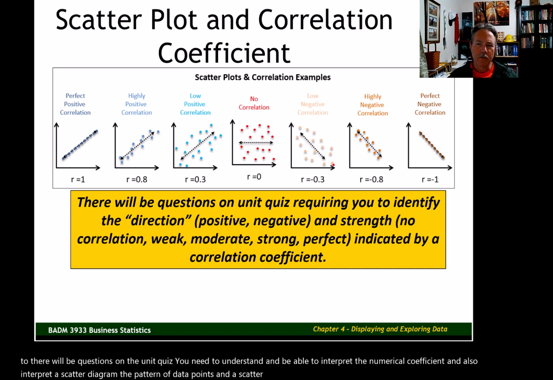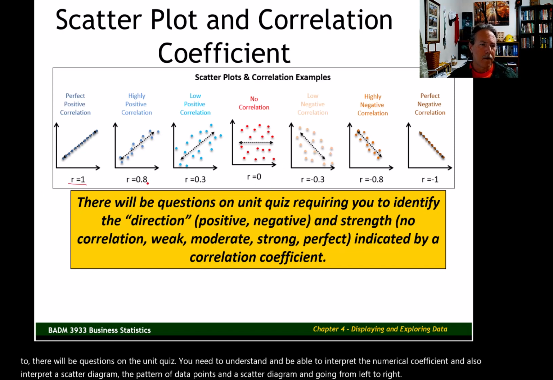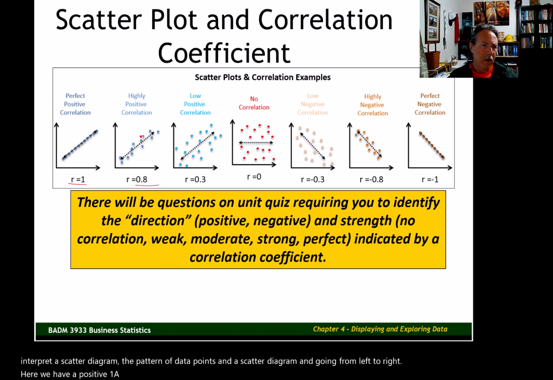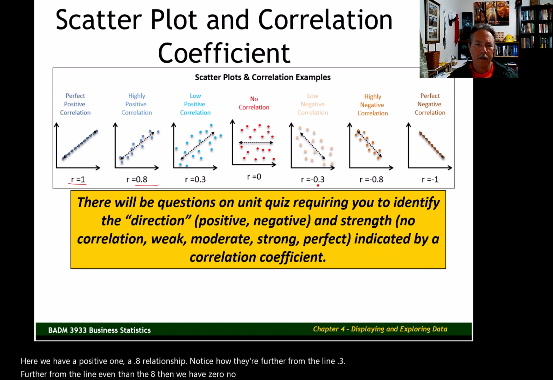And going from left to right here, we have a positive 1, a 0.8 relationship. Notice how they're further from the line. 0.3, further from the line even than the 0.8. Then we have 0, no real pattern here. Then the same thing over on the negative side.